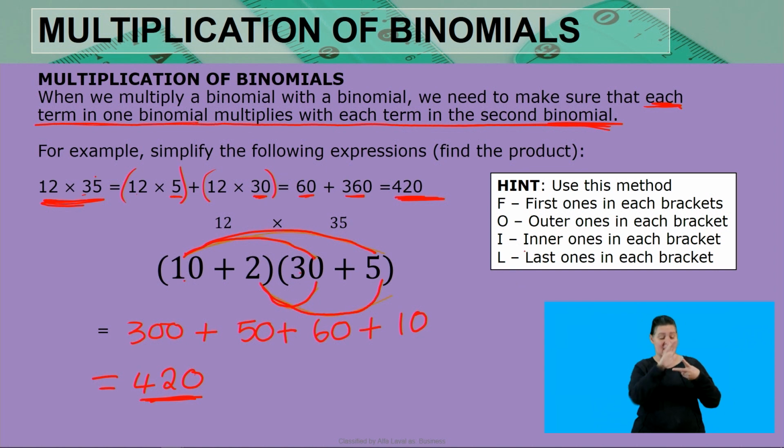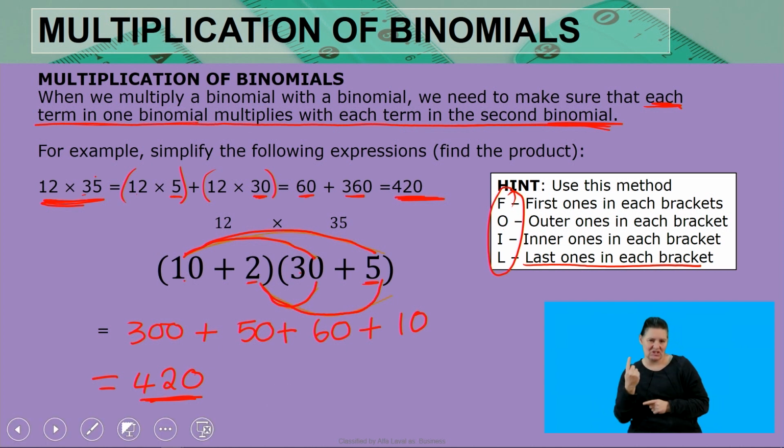Then next we multiplied the inner ones in each bracket. Now the inner ones are the ones that are inside, which is the 2 and the 30. And that's where we got the answer of 60. And lastly, we multiplied the last ones in each bracket. And the last ones here are the 2 and the 5. And just to make it easier for you to remember, we say this is the FOIL method. The first ones, the outer ones, the inner ones, and then the last ones, just to make sure that each one multiplies with each term in each binomial.